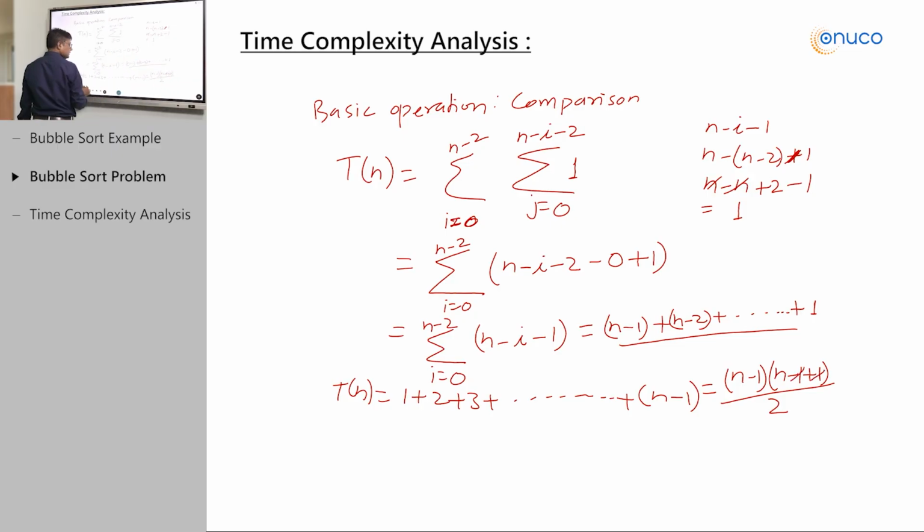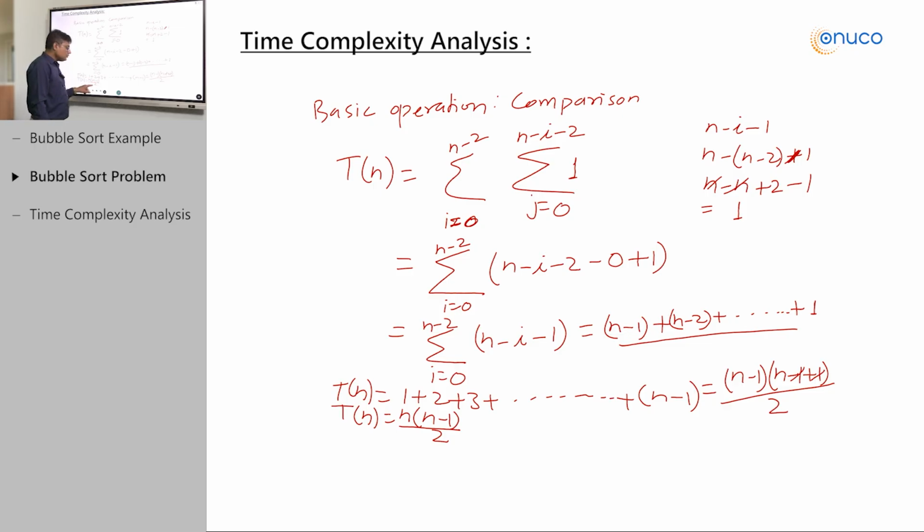So what is the time complexity here? n into n minus 1 divided by 2. Right? So this many comparisons are required in bubble sort. If you denote this using asymptotic notations, n into n minus 1 by 2, if you multiply it, becomes n square, and it is a quadratic equation.